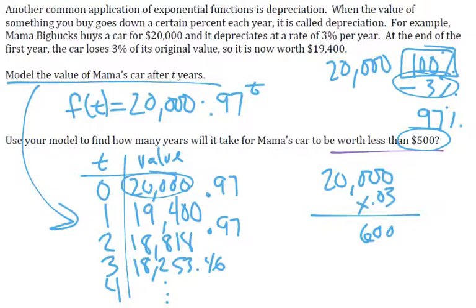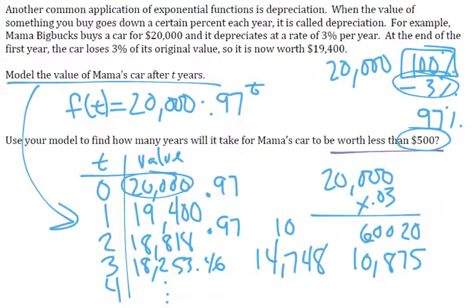So if I keep hitting enter, I'm going to count here: 4, 5, 6 years, 7, 8, 9, 10. So at 10 years, we're at 14,748. Then 11, 12, up to 20. At 20, we're at 10,875. I'm just typing these into my calculator and hitting the enter button multiple times. So 21, 22, and on up to 40. At 40 years, we are down to 5,914. So this is holding its value very well. Then 41, 42, up to 50.